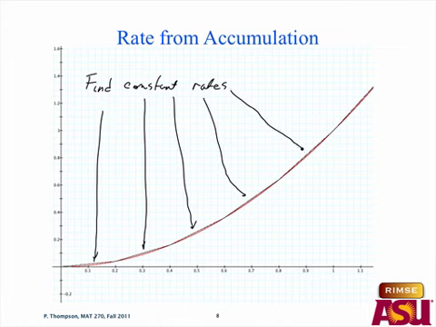Constant rates. Is it the red graph or the black graph? Go. You can work together.